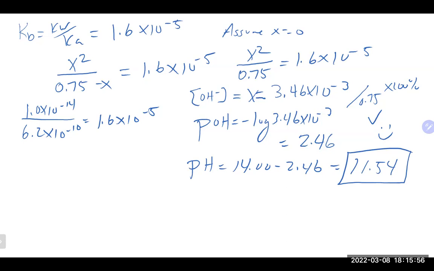I will say specifically in salt type problems, it's very common that they give you the wrong K value. So I would say yes, specifically for salts, but you may get somebody that's nice and give you the right one, but most of the time they'll give you the wrong one.